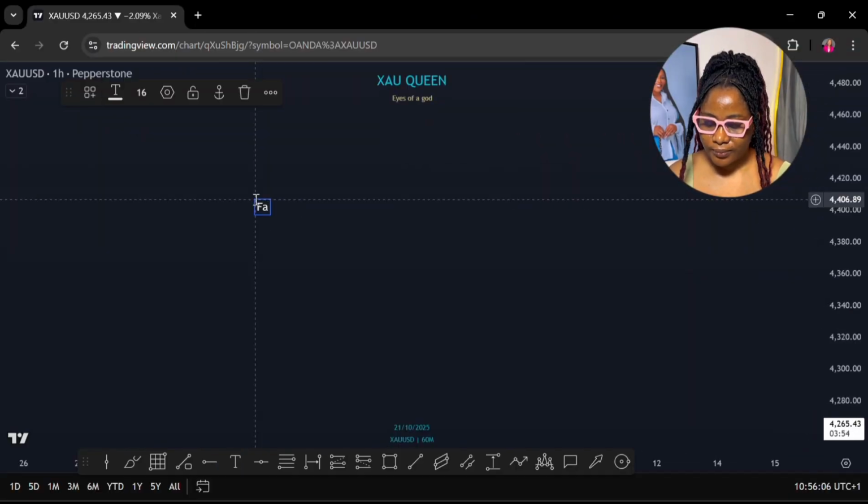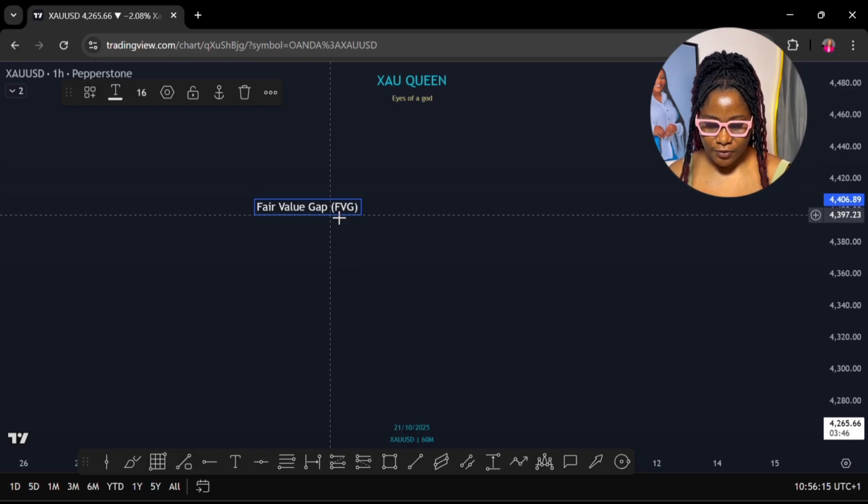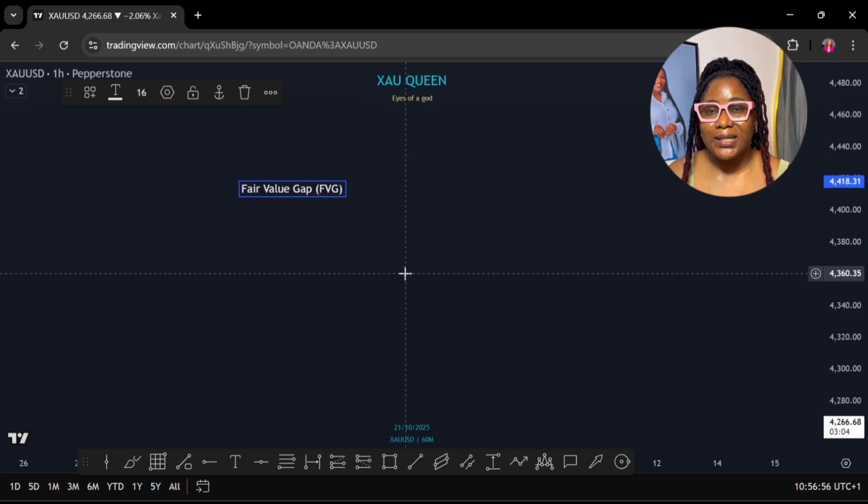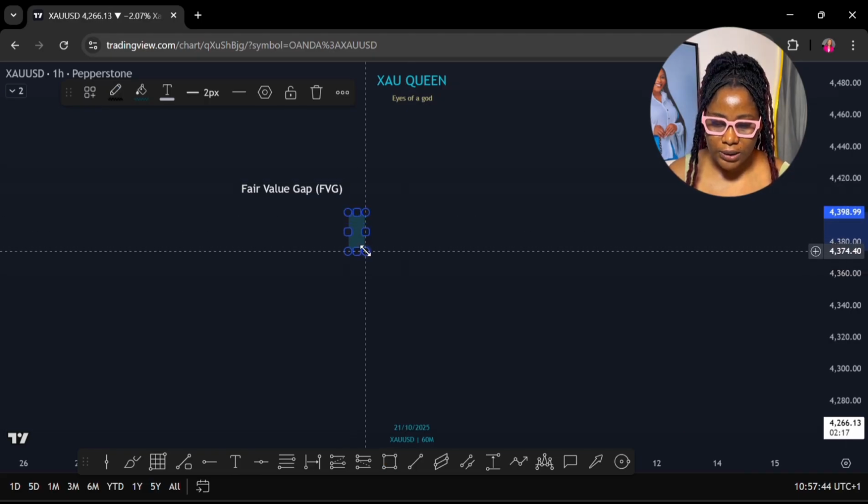What is fair value gap? So fair value gap, FVG for short. And FVG is basically where price moved too fast, leaving inefficient gaps between the candles. Price often comes back to fill it, balance it, then continues the real move. So this is what an FVG looks like.